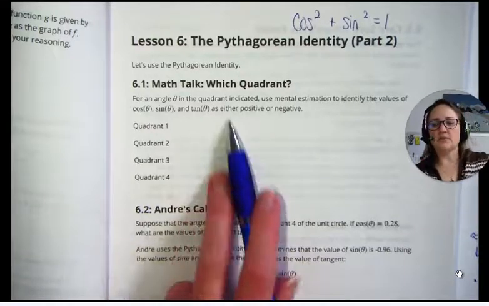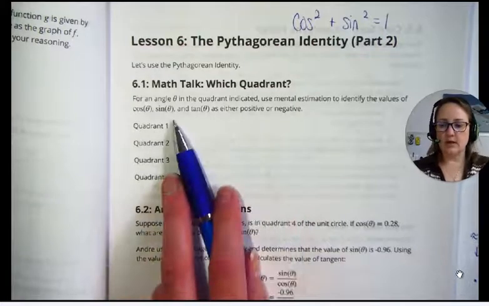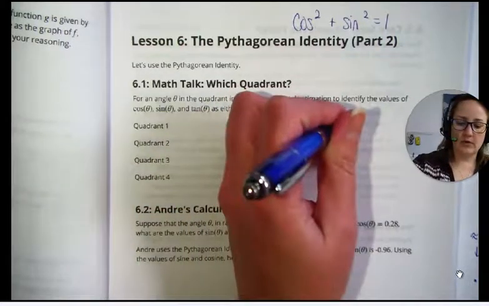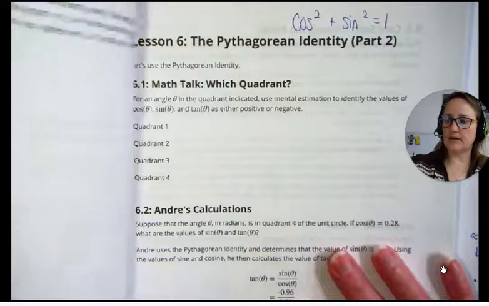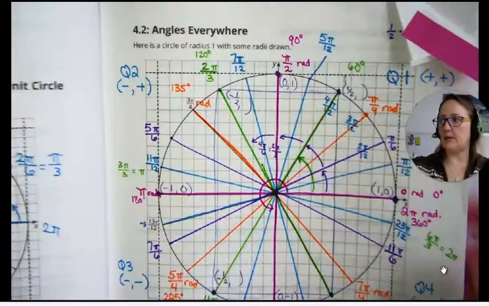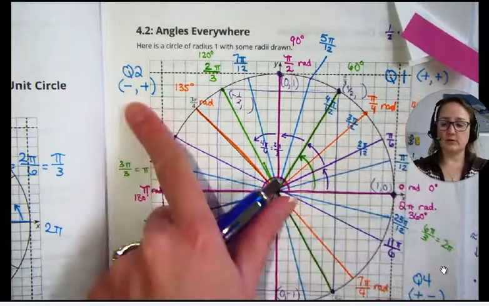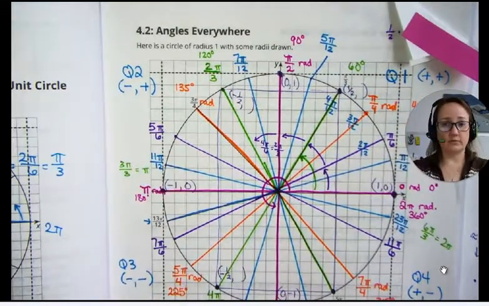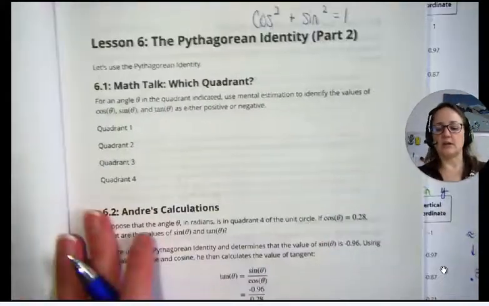Our math talk just starts to warm us up with which quadrant we're in. And it may be helpful. We know we put it on our unit circle, so maybe it's already on your page that you have tabbed, where we've written some of our information about quadrant 1, quadrant 2, quadrant 3, and quadrant 4. But we shouldn't have to always go back to that page to keep that in mind.